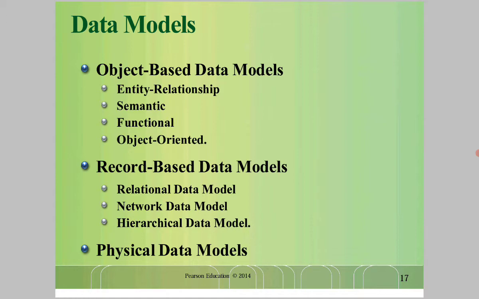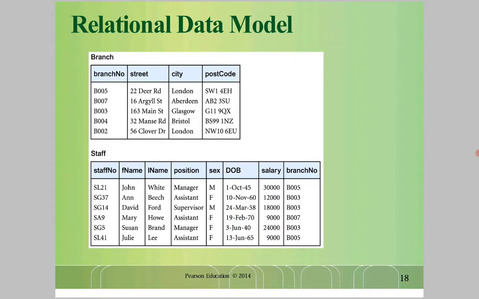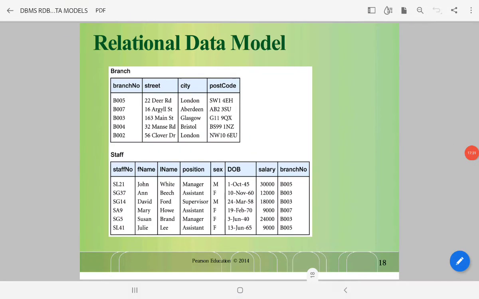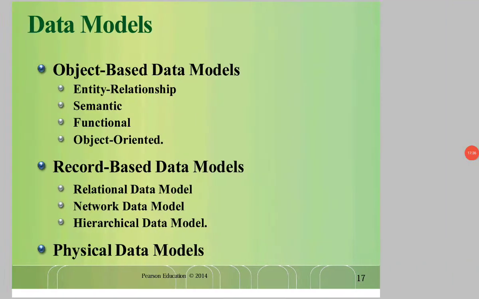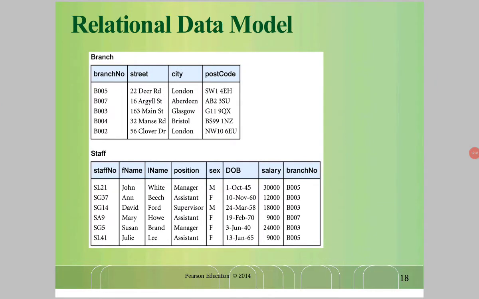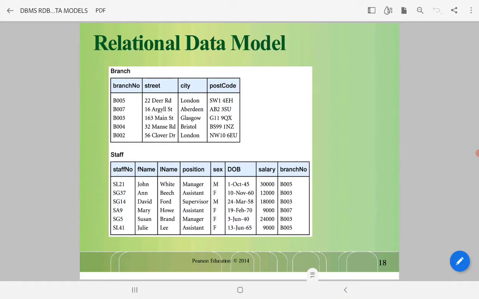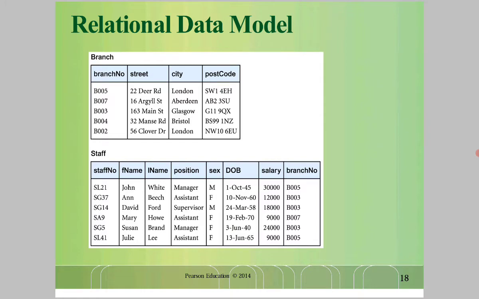Record based data models means relational databases, network databases, and the hierarchical model. Object oriented data models are the entity relationship model and object oriented model, and then the physical data model. We will discuss and explain all these data models one by one.